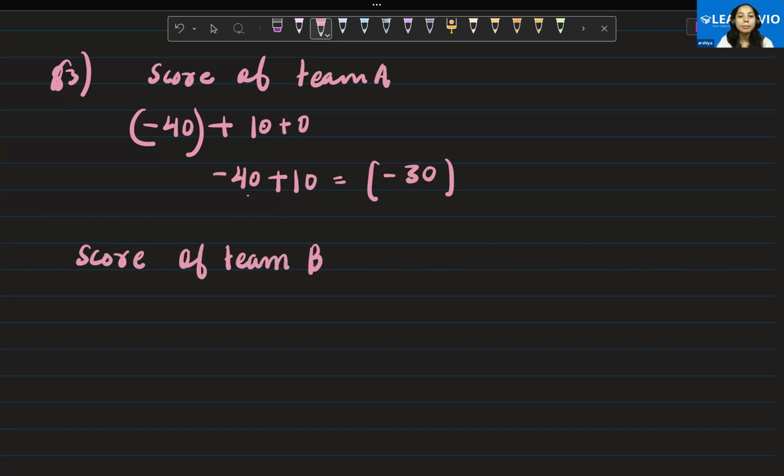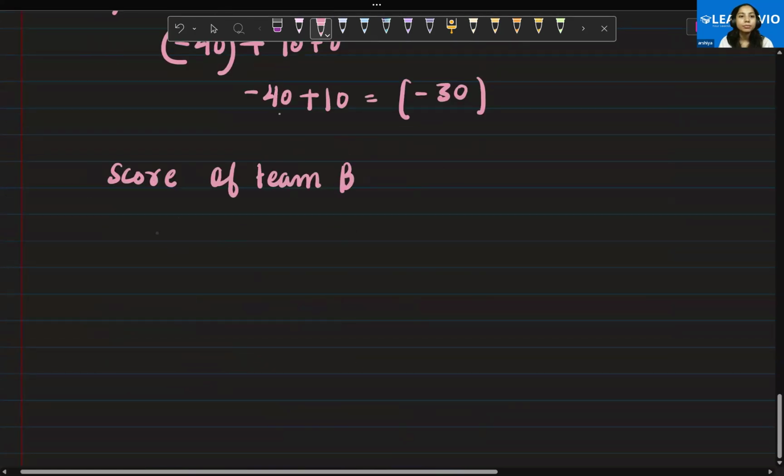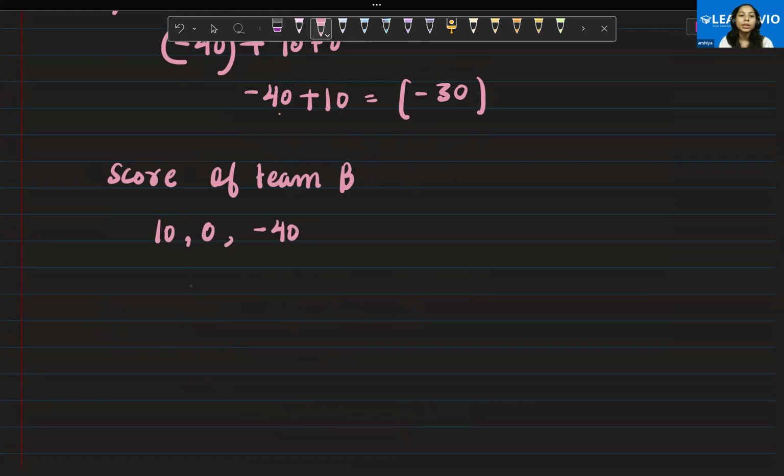Now score of team B. So how much did team B score? Team B is 10, 0, and negative 40. So 10 plus 0 plus negative 40. Here is something you should keep in mind: we will write plus and minus. What happens when we have opposite signs, plus and minus? What does it become? Minus. Very good. So I'll write it as 10 plus 0 minus 40.